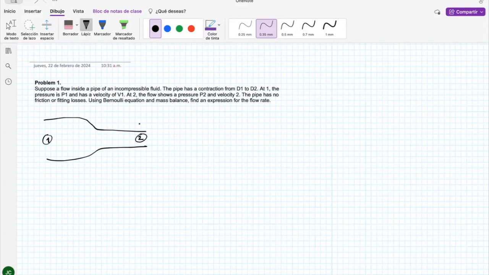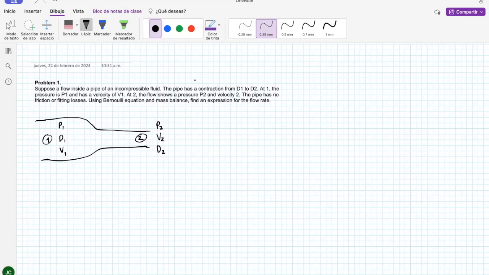So we have this pipe. We have a contraction from 1 to 2 as the sentence says. And we have pressure here, we have this diameter, and we have this velocity. And in this part, we have pressure 2, velocity 2, and diameter 2. So the pipe goes on, okay? It doesn't go into the atmosphere, and the pipe comes from the left, so everything is inside a pipe.